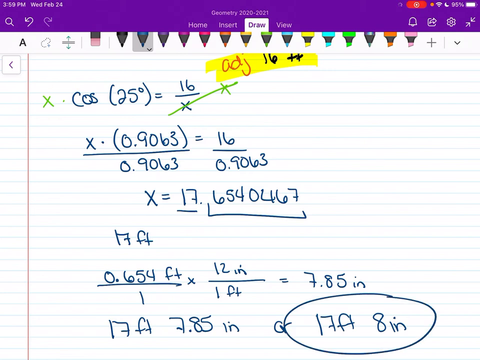All right, great. Now I would like you to try your homework, which should not be as hard as this last example.